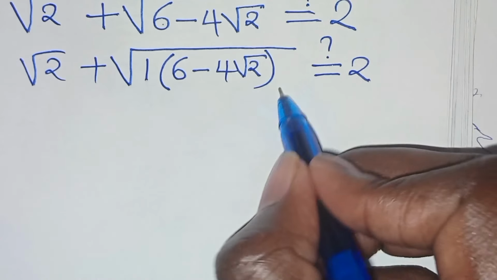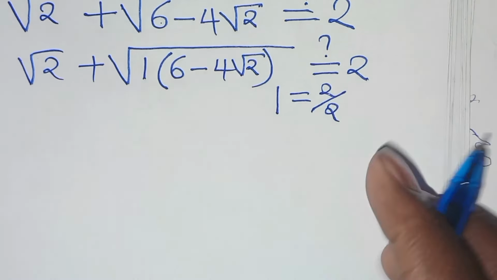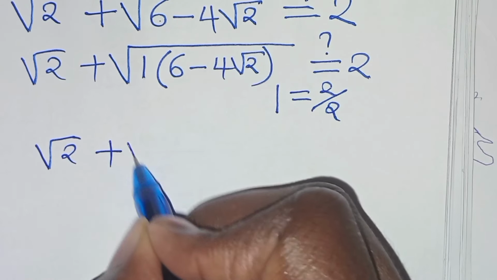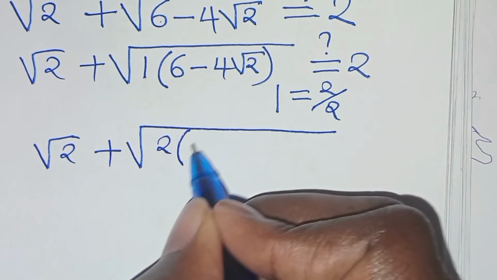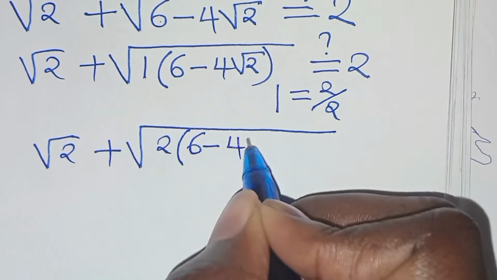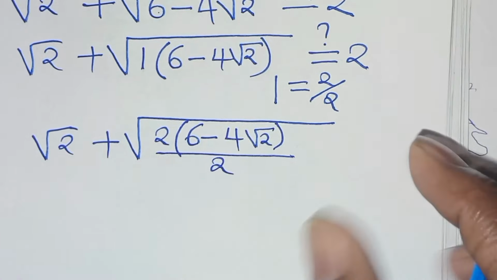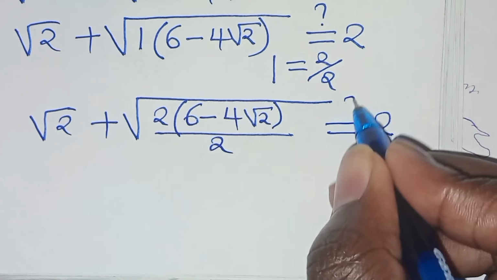Now, we can express 1 as 2 divided by 2. So that now, here we have square root of 2 plus square root of 2 multiplied by 6 minus 4 square root of 2, everything here divided by 2. This should give us a value of 2.